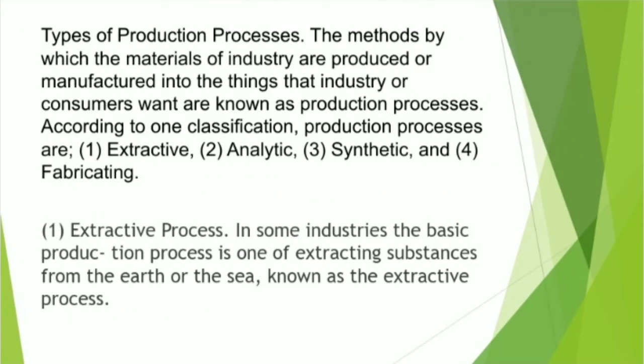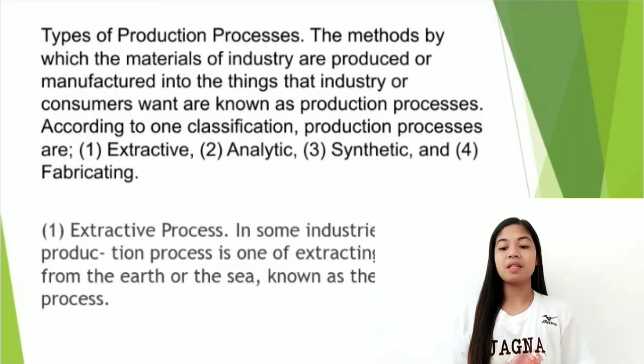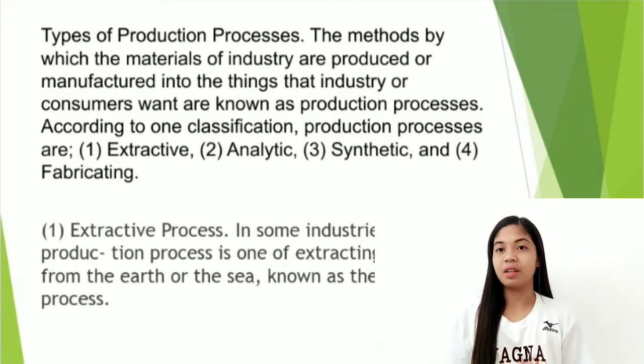Types of production processes. The methods by which the materials of industry are produced or manufactured into the things that industry or consumers want are known as production processes. According to one classification, production processes are extractive, analytic, synthetic, and fabricating. Number 1 is extractive process. In some industries, the basic production process is one of extracting substances from the earth or the sea, known as the extractive process. Examples of this process are mining of coal, iron ore, lead, gold, and silver.